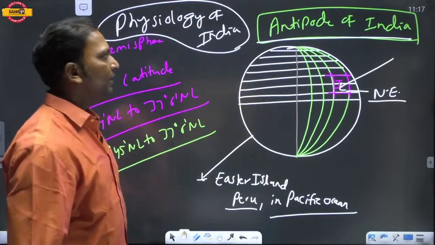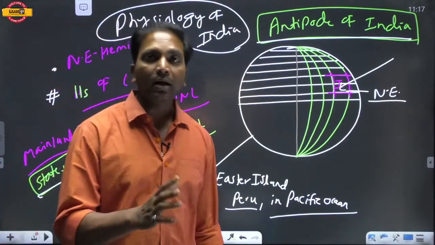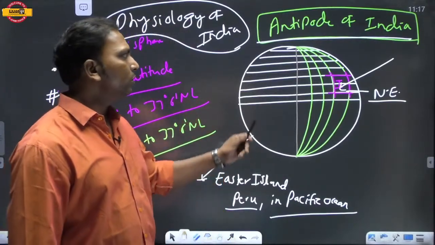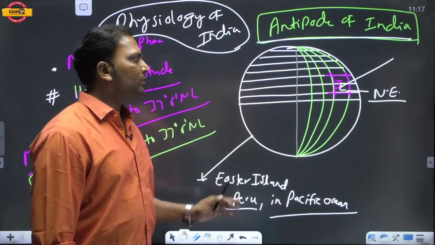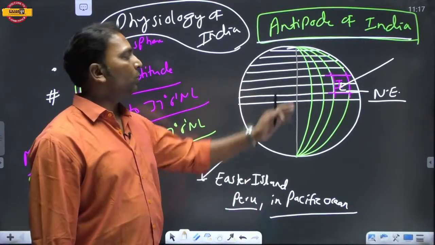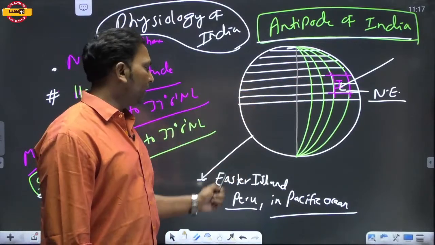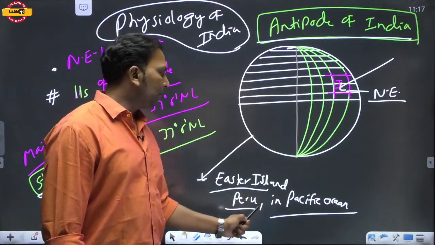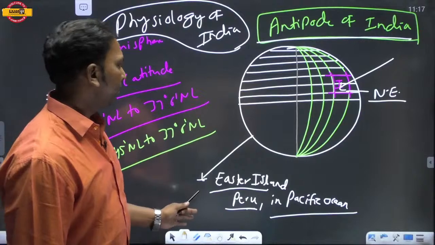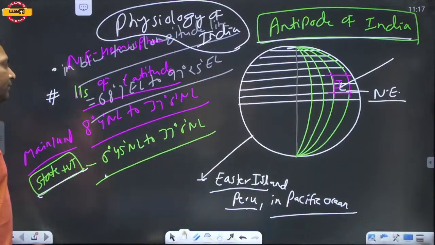One more point we explained here, the antipode of India. The antipode of India is the part just opposite to India on the globe or on earth. If we insert a rod through India, it will come out from Easter Island, Peru, in the Pacific Ocean. So that was the point we discussed.